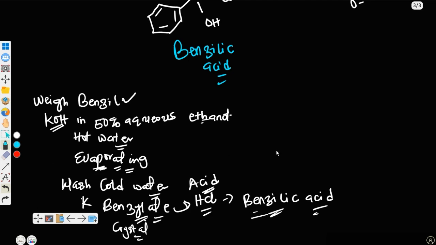So the recrystallization is either with toluene or with hot water. All right. So that is that for this one. Then the uses, you can go and look for the uses, browse the uses.